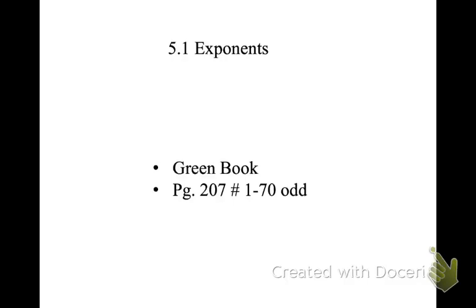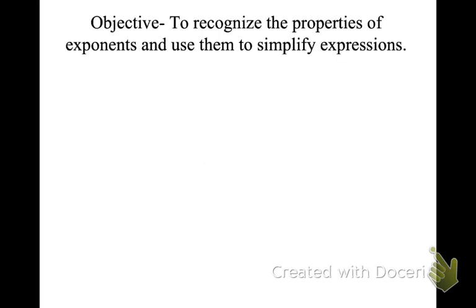All right, today we're doing section 5.1 on the basic rules of exponents, working out of the Green Book, page 207, 1 through 70 odd. Sounds like a lot, but it's not really. It probably will take you no more than 15 minutes. All right, so our objective is to recognize the properties of exponents and use them to simplify expressions.